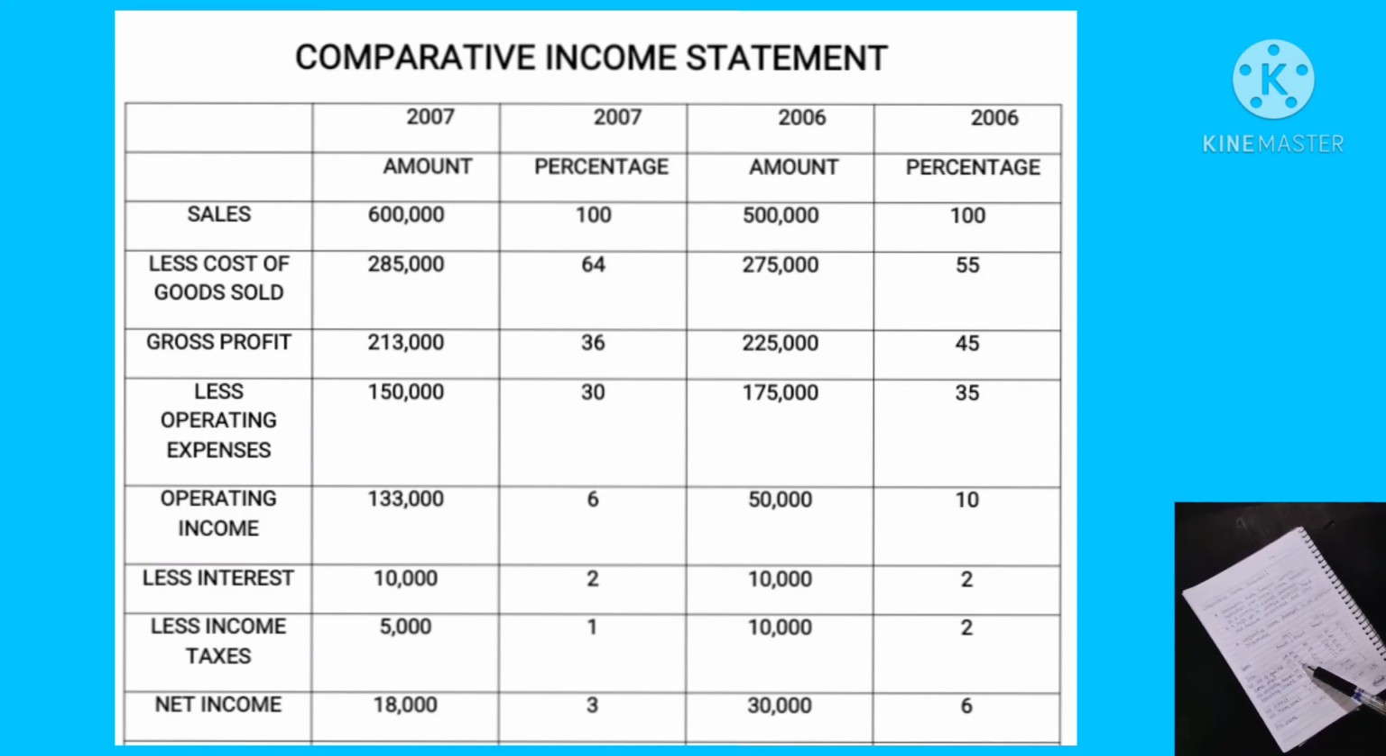It means they earned again. And then for the gross profit, 2006 is 45% and the amount is 225,000. In 2007, it is 36% and the amount is 218,000. So, the gross profit changed in 2007. That's it, until you finish at net income.